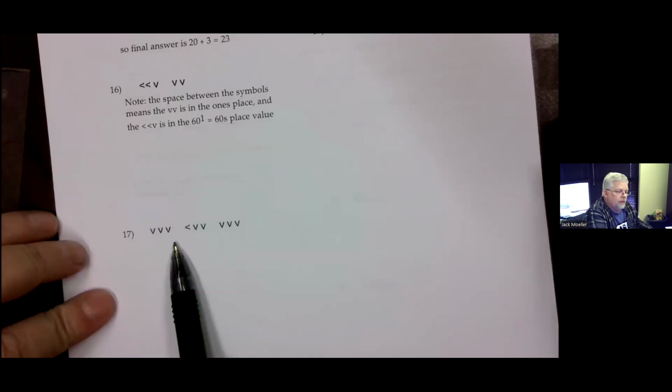Here we have 2 spaces. So this is the ones place value. This is the 60s place value. This is the 60 squared place value. So for us, that would be the ones, the tens, and the hundreds. Remember, they're dealing with powers of base 60, not powers of 10.